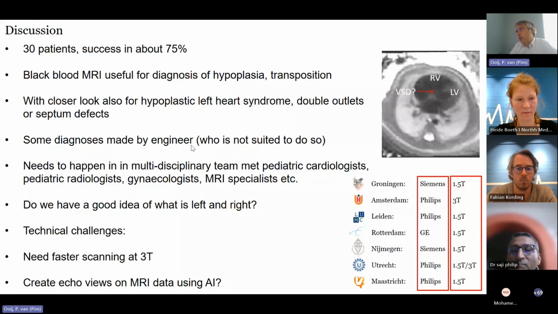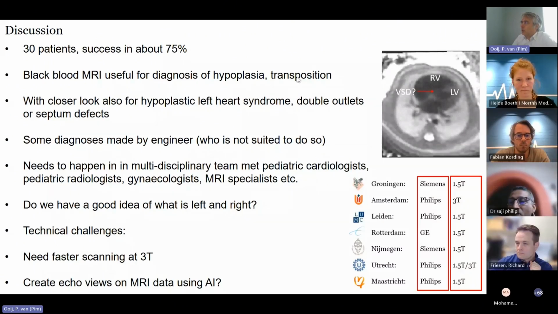We thought it was really useful for the diagnosis of hypoplasia and transposition, but also with a closer look for HLHS, even DORV we thought we saw, and maybe we even see septal defects. Even though before we didn't think we could see intracardiac abnormalities, but here we do think we see a VSD. So I made a few of these, and some of the diagnoses are really not on, but for this purpose, I think it's fine.